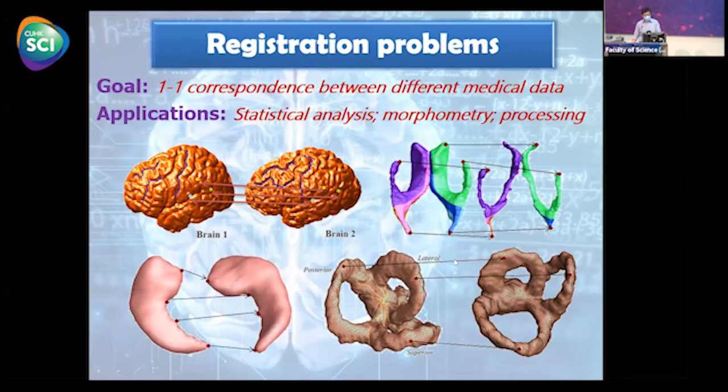But you know, some of the anatomical structures are very complicated. For example, this is the vestibular system, which I'm going to talk about later. So finding meaningful one-to-one correspondence between these shapes is also very complicated. So that involves a lot of mathematical problems. So that is the reason why our group is very interested in this topic.